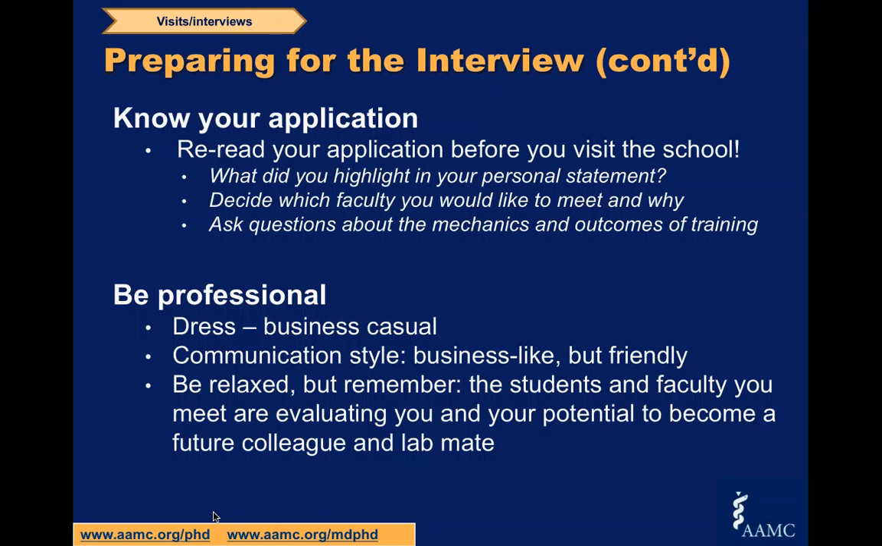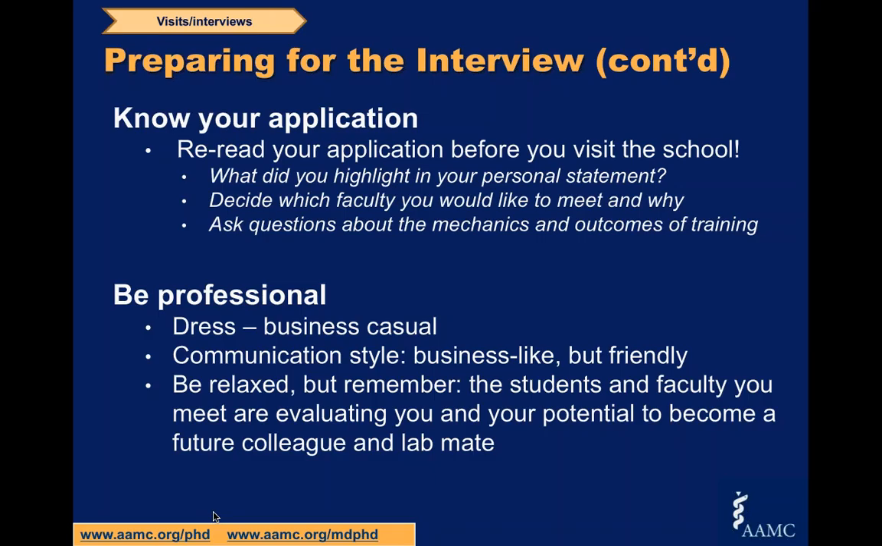Finally, how should you dress? Well, you should dress business casual, which for ladies and gentlemen are like business slacks with a nice top. Ladies can wear dresses, business casual as you might expect at a business office. Science itself, scientists dress in a much more relaxed manner, but you again are making an impression while you are on this interview weekend, and so you want to dress appropriately.